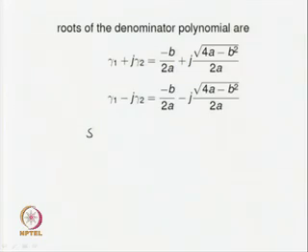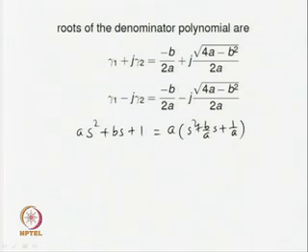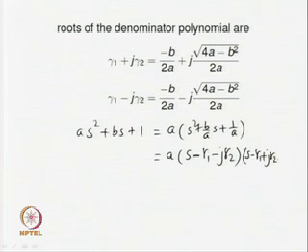Now, when the denominator polynomial is considered, what is the denominator polynomial? That is as² + bs + 1, this is the denominator polynomial. This can be expressed further as a times (s² + (b/a)s + 1/a). Now, this can further be expressed as a times (s - γ1 - jγ2) times (s - γ1 + jγ2).